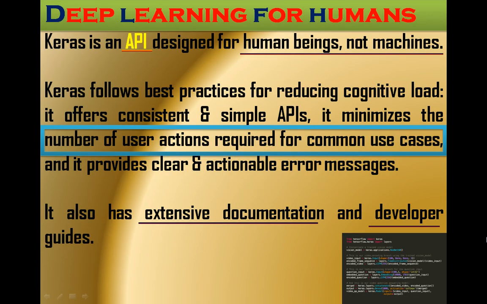Deep learning for humans. Keras is an API designed for human beings, not machines. Keras follows best practices for reducing cognitive load. It offers consistent and simple APIs. It minimizes the number of user actions required for common use cases and it provides clear and actionable error messages. It also has extensive documentation and developer guides.